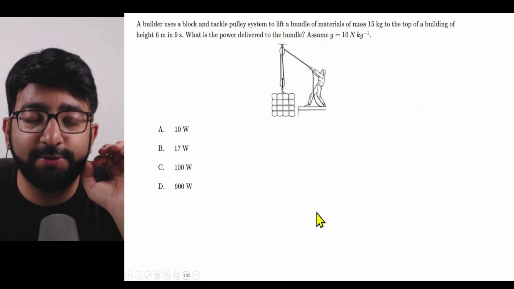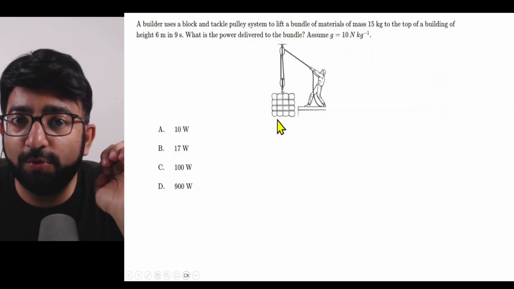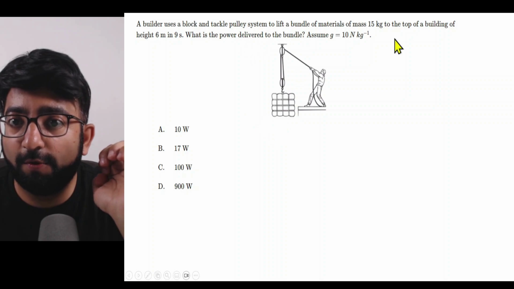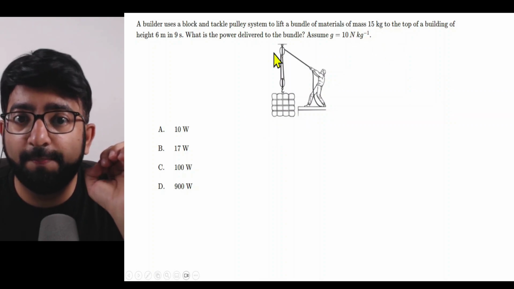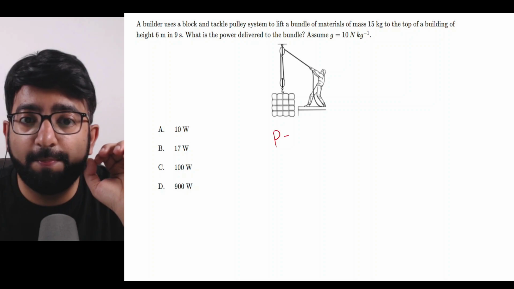So here we go. Question number one. A builder uses a block and tackle pulley system to lift a bundle of materials of mass 15 kgs to the top. The height is 6 meters, time taken is 9 seconds. We have to find the power delivered to the bundle. So let us write down the basic formula for power, which is work done per unit time.